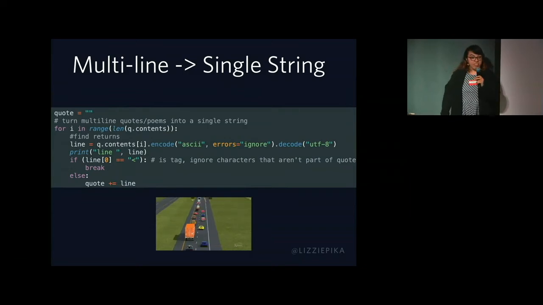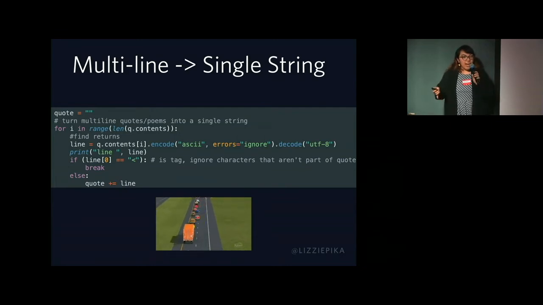Yeah. Python 3 uses Unicode by default, so every string, thus, is a sequence of Unicode characters. We loop through a given tag's children by calling .contents on them on the BeautifulSoup object, and then encode each child as ASCII, ignoring any foreign Unicode characters. If a line starts with a tag symbol, then characters that are not part of the quote are ignored. Otherwise, we add that string to the quote that we want to return.